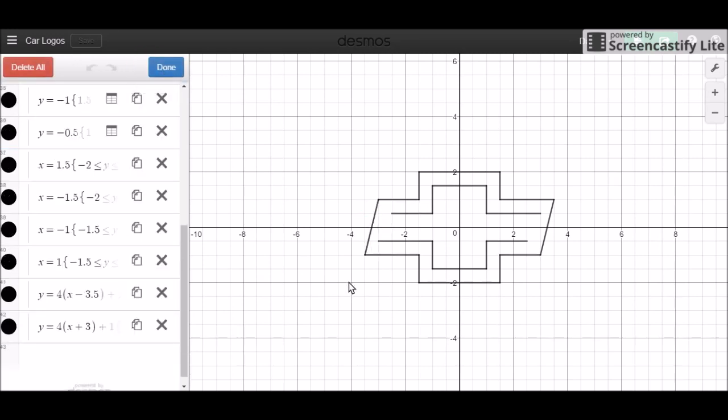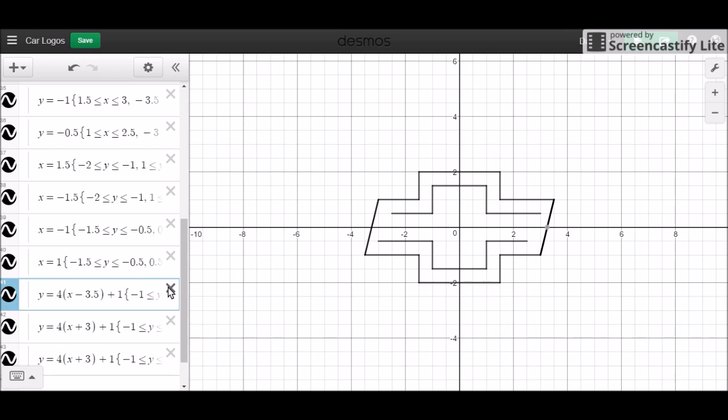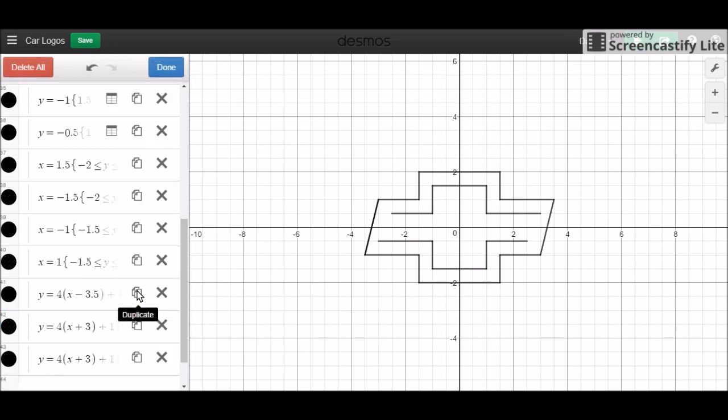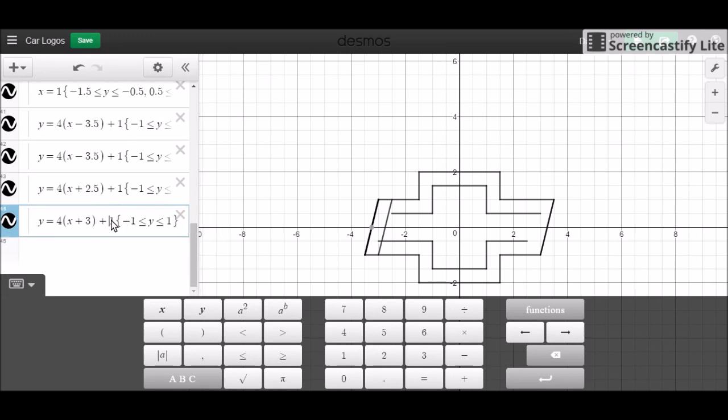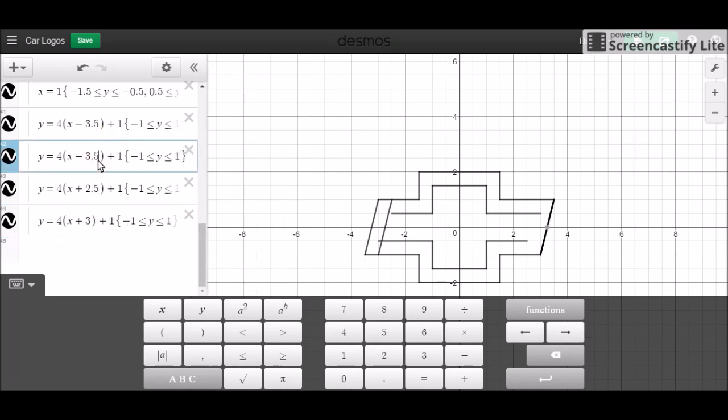The other thing I want to do is the diagonals with you. So first I want to duplicate both of these lines, and then I want to simply shift the two of them over by half a unit. This one's going to go from 3 to 2.5, and this one's going to be shifted to the left by 0.5, and this happens.